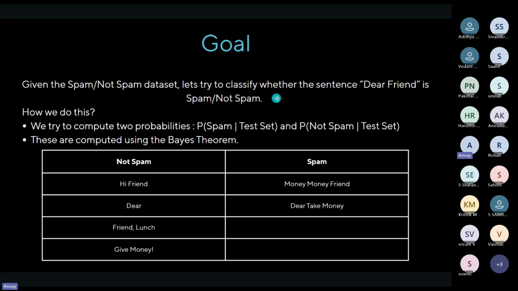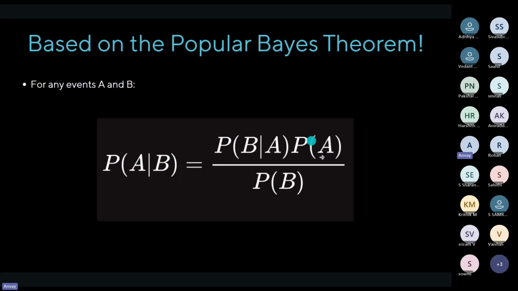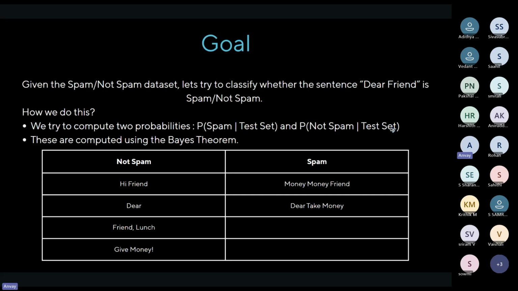Now, how do we do this? We try to compute two probabilities: the probability that it's spam given dear friend, or the probability that it's not spam given dear friend. Again, the way we calculate this is via that Bayes theorem formula, which is this. This is going to be used everywhere, as I said. So yeah, let's go on.